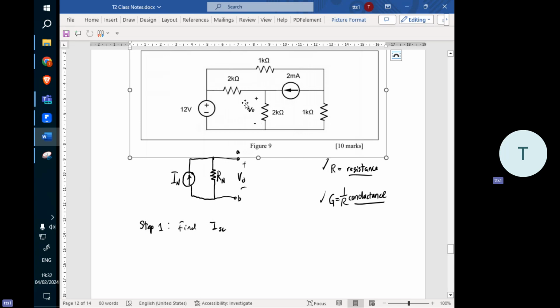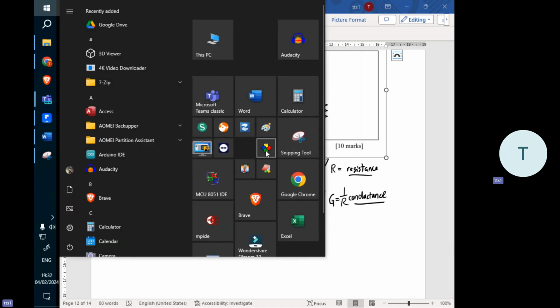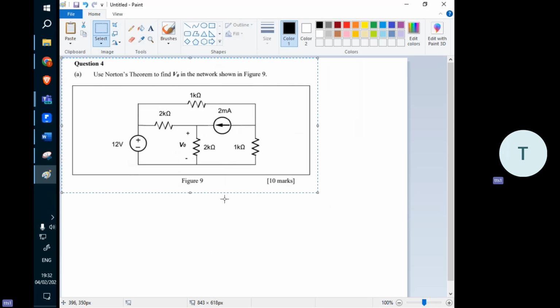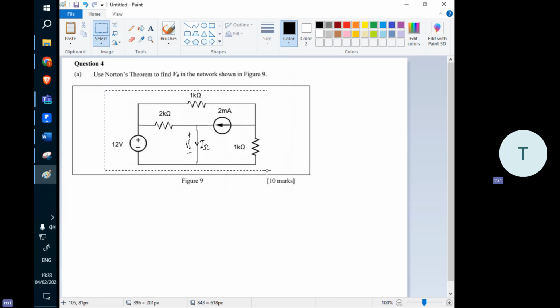Okay. Let me draw the circuit for you. Let me show you how the circuit looks. We just remove everything here, and we replace it with a short circuit. See, we have the power source, we have the current source here. We try to make sure the current flows through this wire because the short circuit current flows through the output. So this is what we're going to do as the first step, to find the short circuit current.